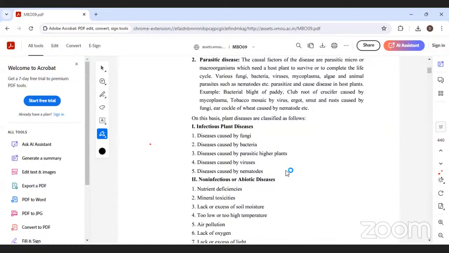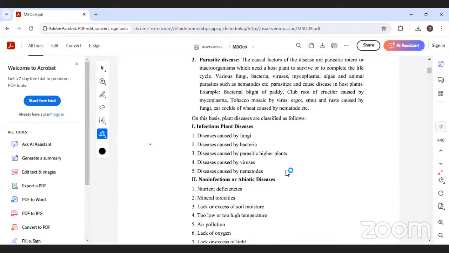Infectious disease again can be divided into five types. The first one is called disease caused by fungi. The second one is called disease caused by bacteria.